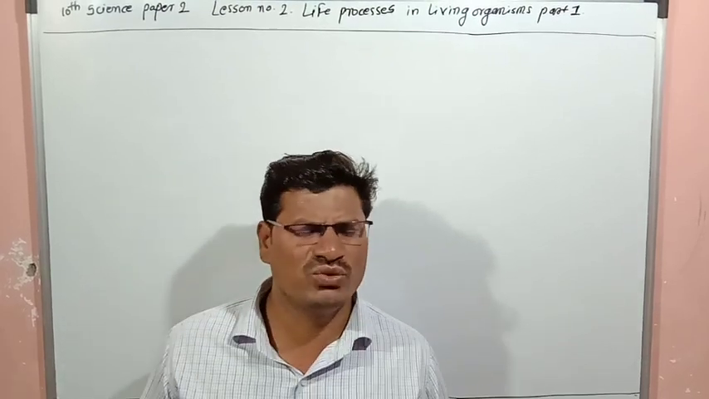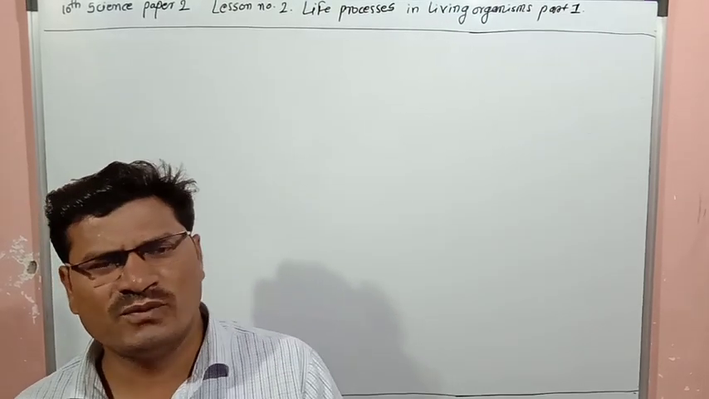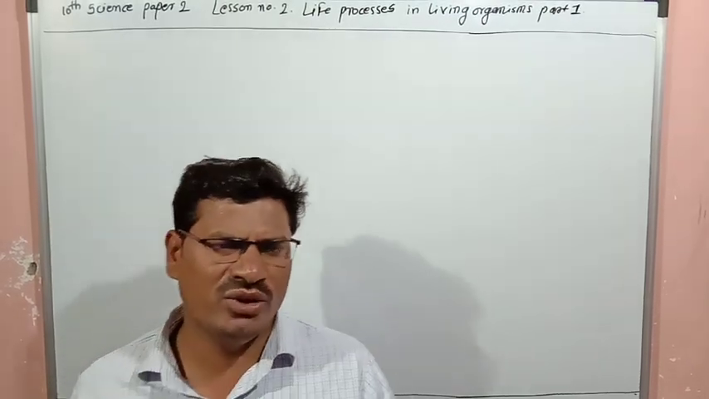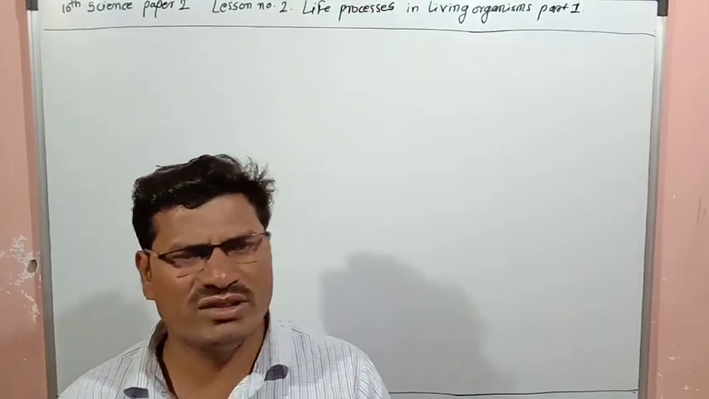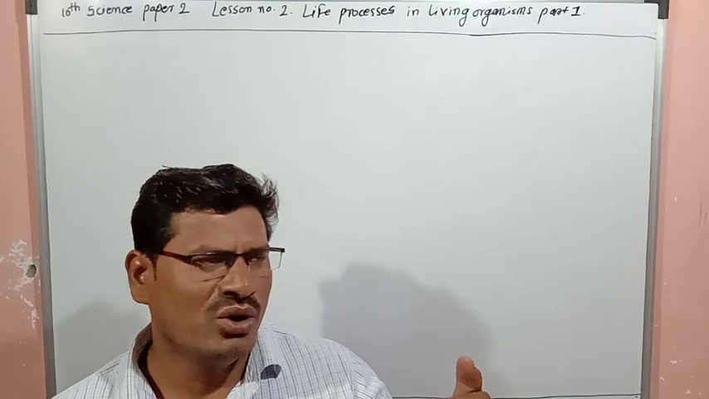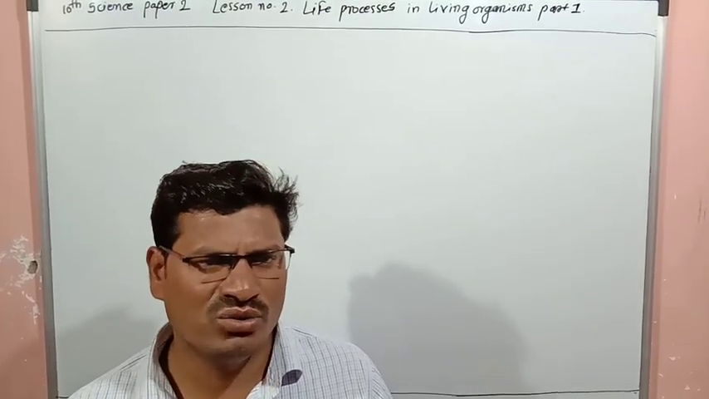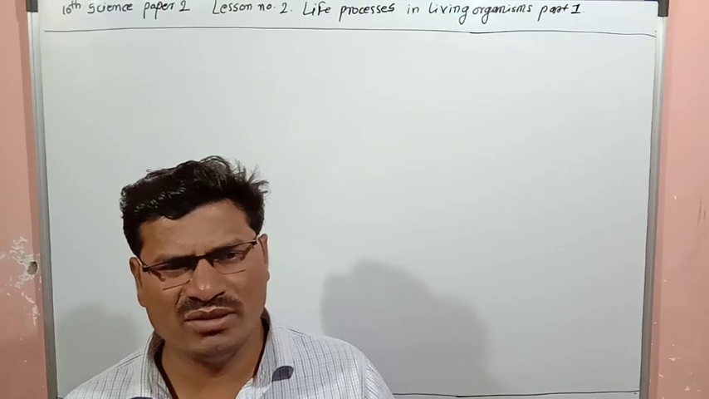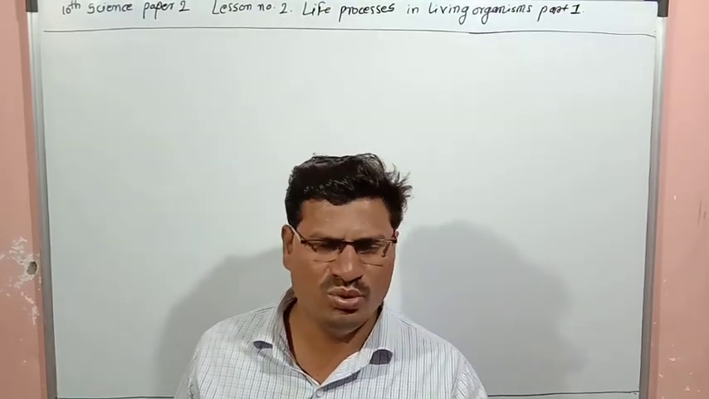So after that, the next question is question number 7: how are the various processes occurring in the living organism controlled, and in how many ways are these controlled? The various life processes occurring in the human body, or in the body of any organism, are controlled with the help of two things.